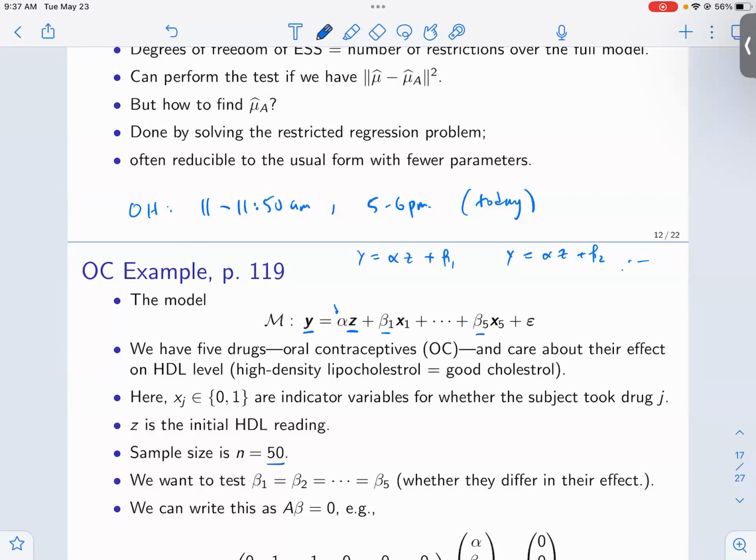Part of the last lecture was starting on this example where we have 5 drugs and we want to see their effects on cholesterol level, like good cholesterol, HDL. The idea is that we have a sample, like a bunch of people, we divide them into 5 groups, give each group one of the drugs, and measure their cholesterol level before and after, basically.